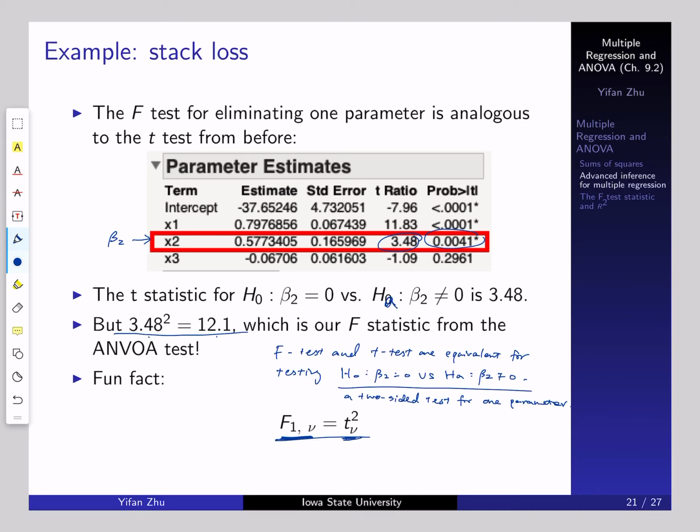And one thing you also need to note is that the ANOVA F test, if we have one parameter, is always a two-sided test. Okay. If you only have one parameter, the alternative is always like beta 2 is not equal to 0.